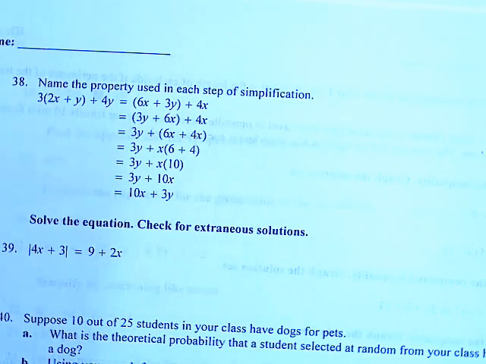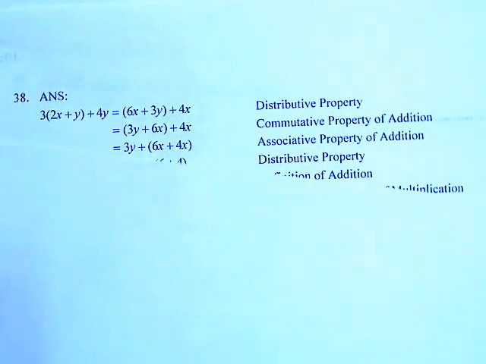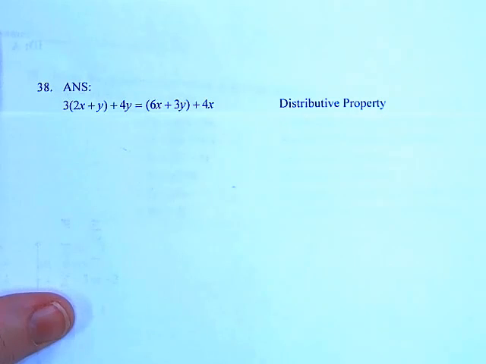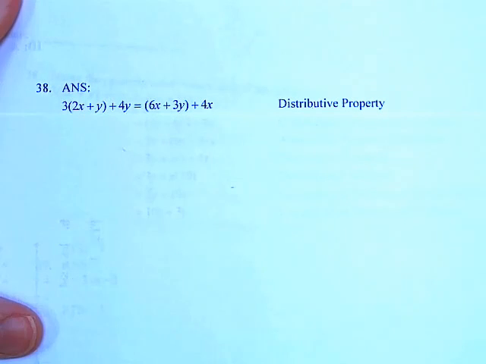Number 38 says name the property that is used in each step of the simplification. Okay? So I'm going to put this one over here and I'll just reveal as we go down. The very first one is the distributive property. From the left side to the right side, they have distributed that 3.